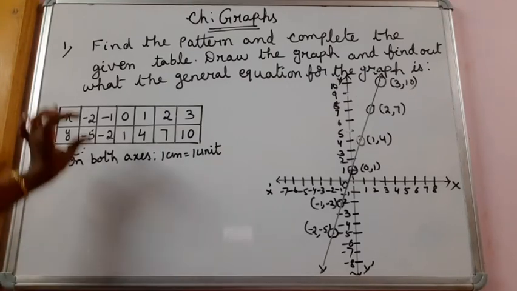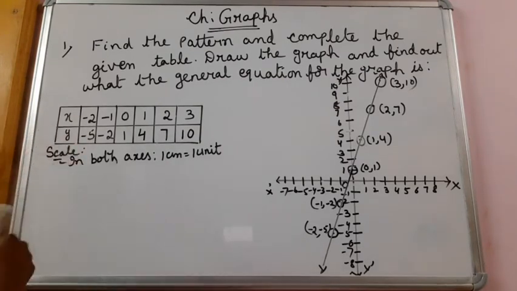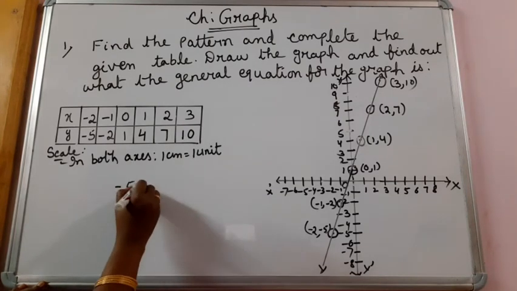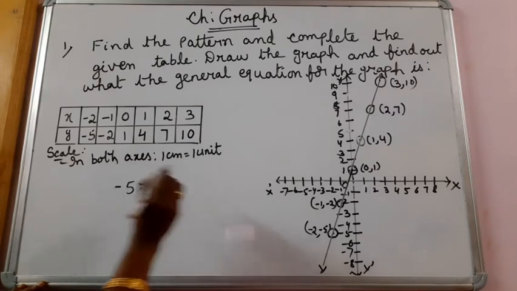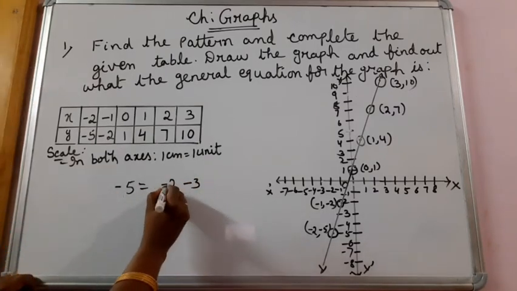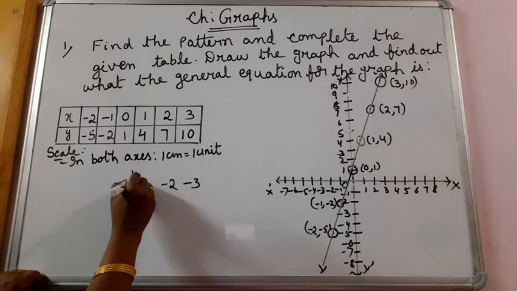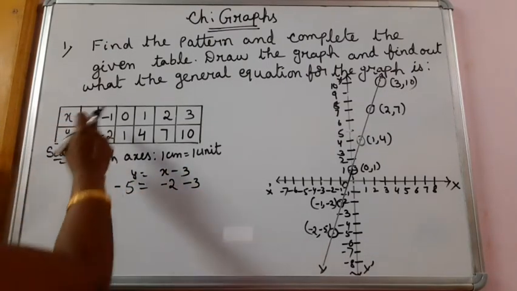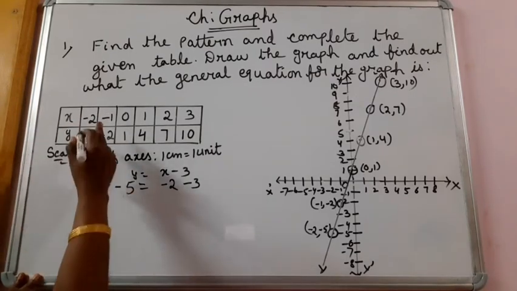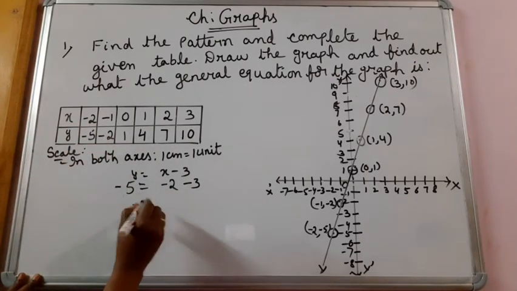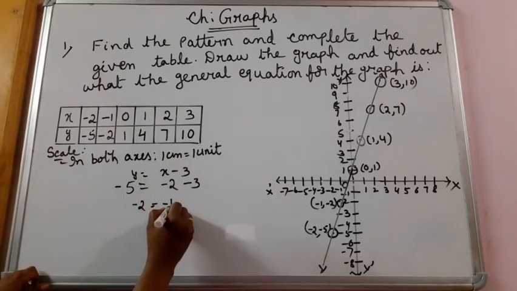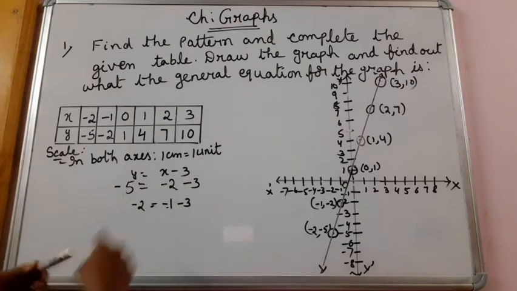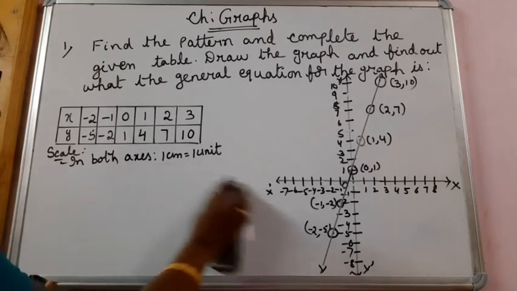You see, children, this one we have to think about a little. Y is -5 when x is -2. If we do minus 3, we get -2 minus 3, which is -5. That means y equal to x minus 3. This first point satisfies it. Let us see whether the second point satisfies or not. For the second point, y is -2, x is -1, minus 3. -1 minus 3 is -4. That means y equal to x minus 3 is not satisfying.